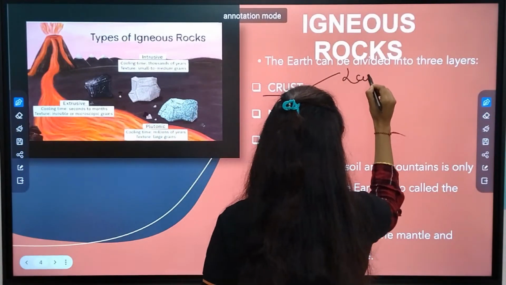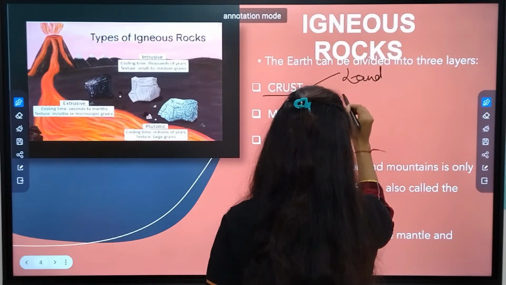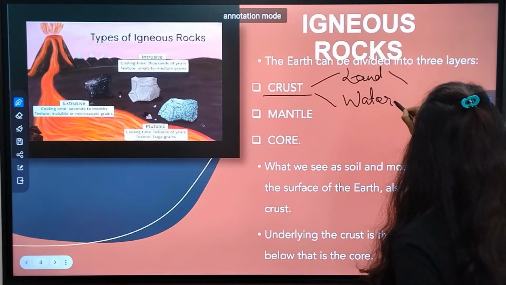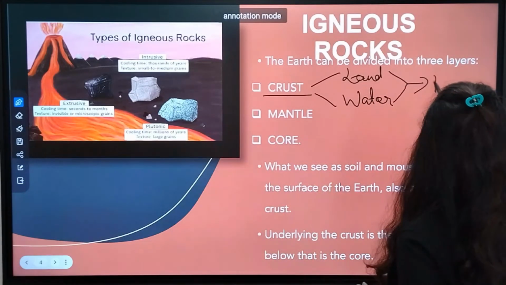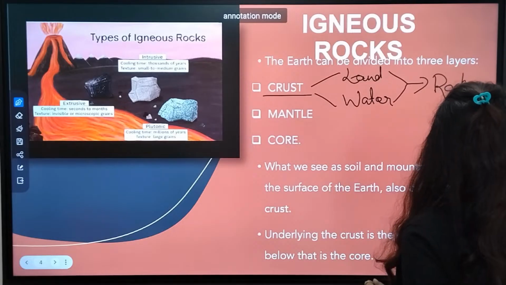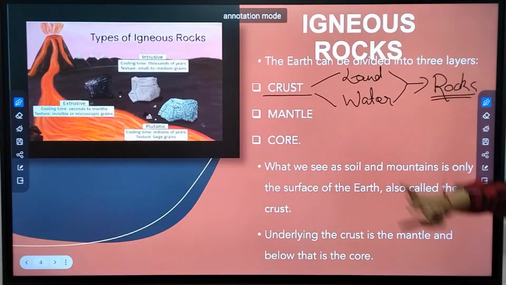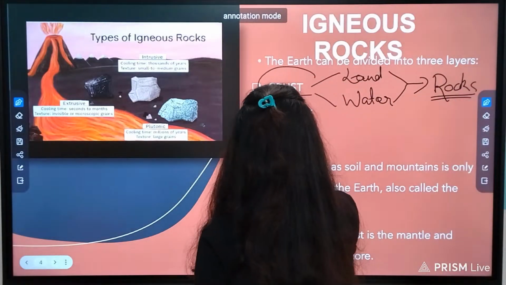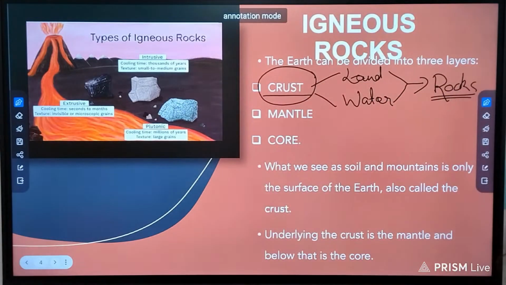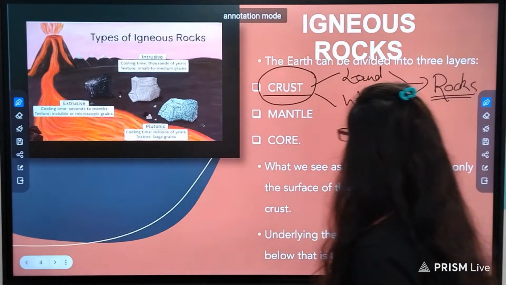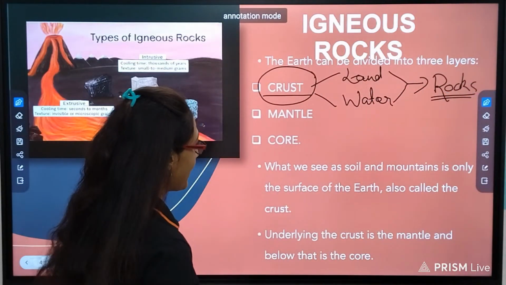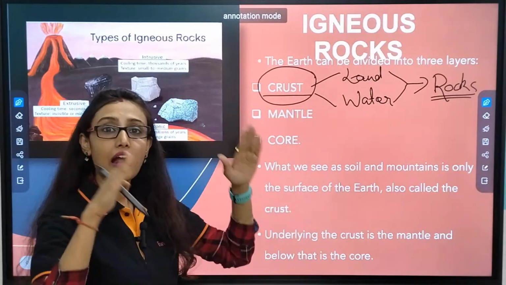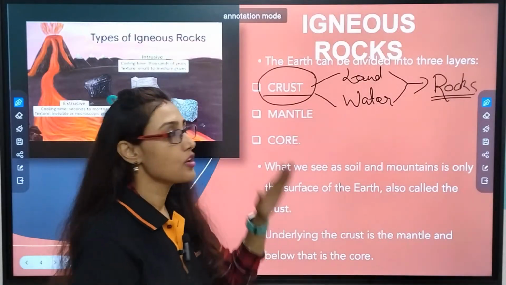Land or water, everywhere, what do we find? We find rocks, right? So this outer surface is known as Earth's crust, or the crust of the earth. Then what is the mantle? The mantle and core are under the earth's surface.